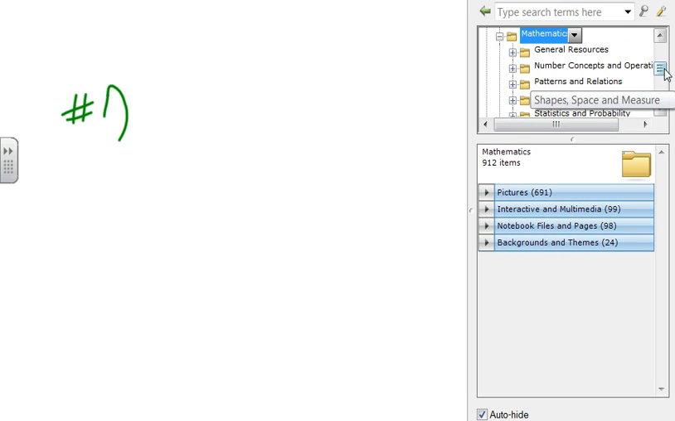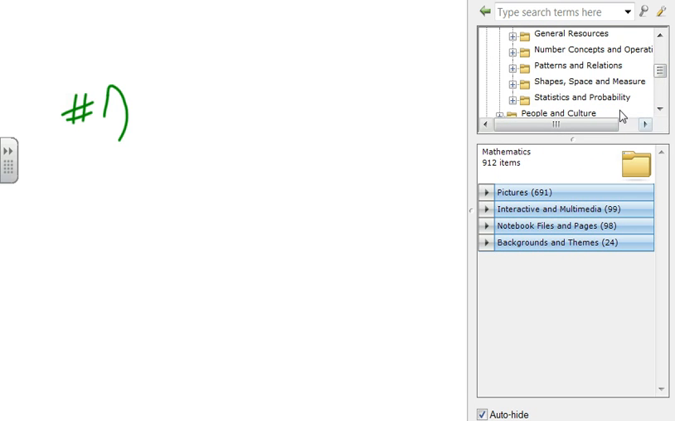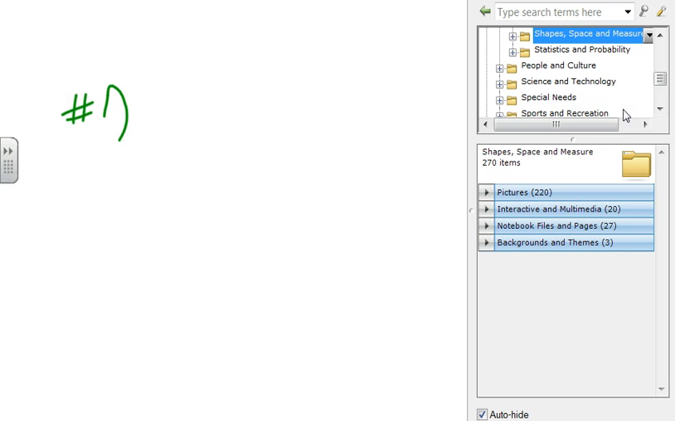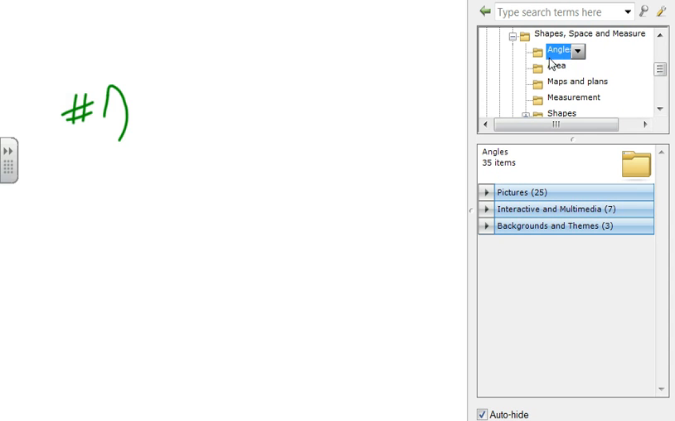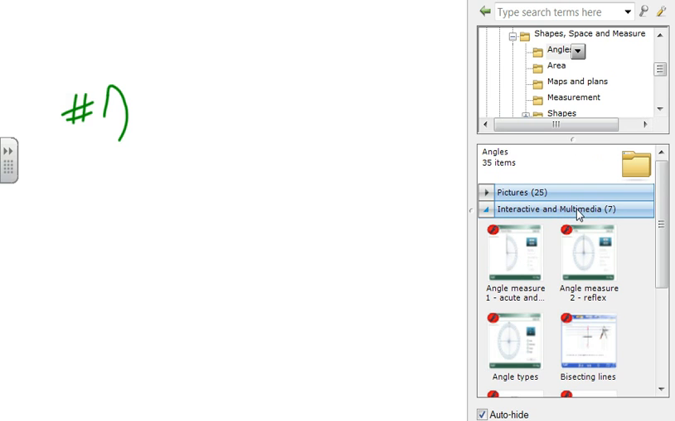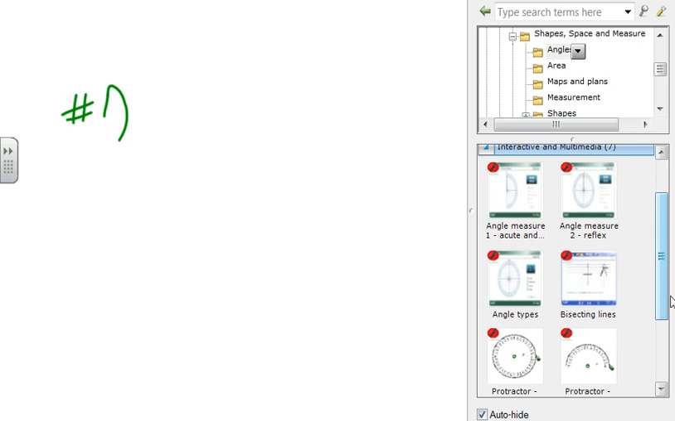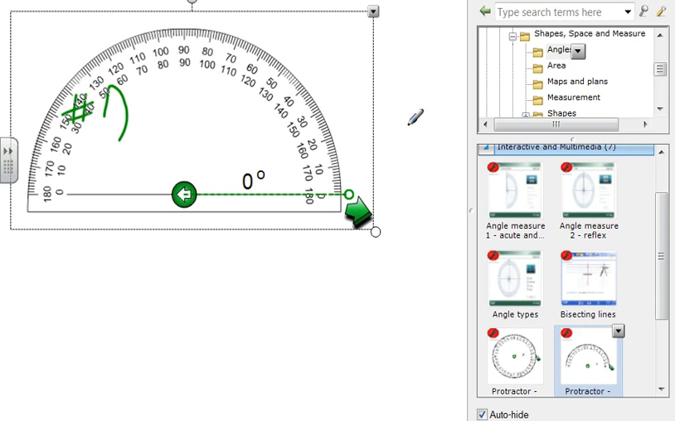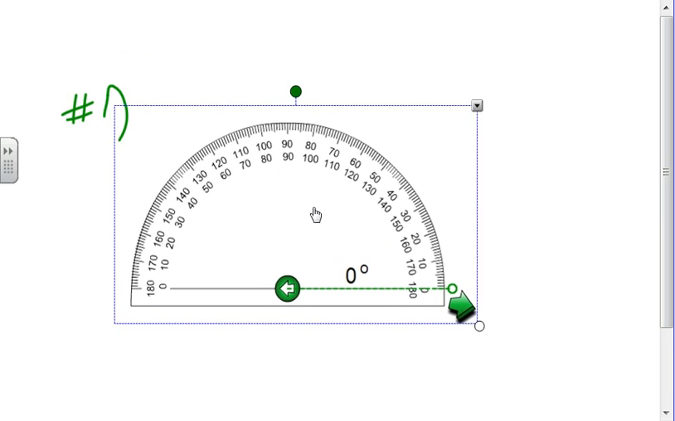And there's mathematics and shapes and measures. Yeah, shapes and measures. Angles. Pictures, interactive, backgrounds. All right, I'll look at the interactive guy. Oh, there's a protractor. There we go. I knew I could have a protractor. All right. So now I have a protractor. Even though you don't have a protractor, I get to have a protractor. All right, there we go.